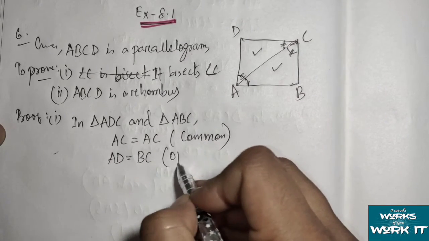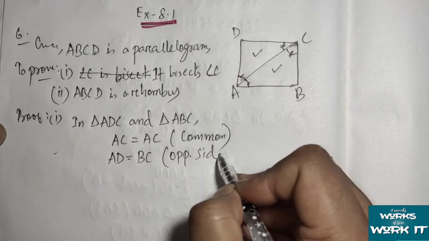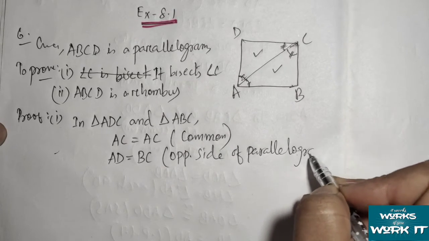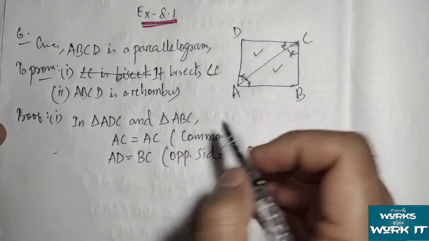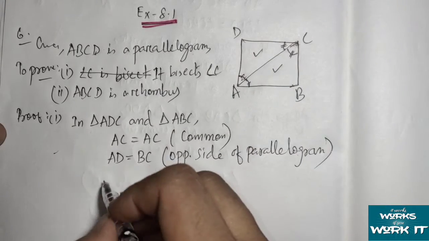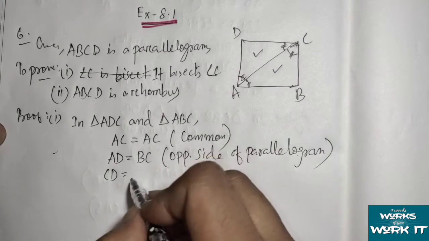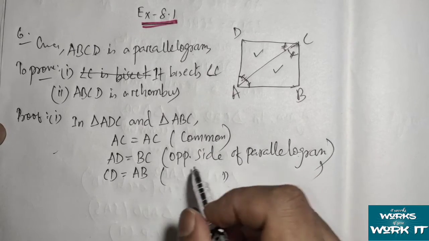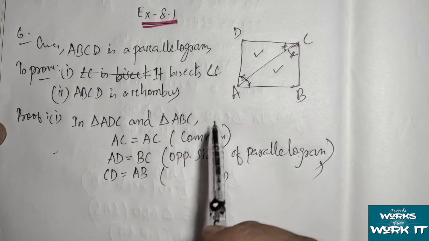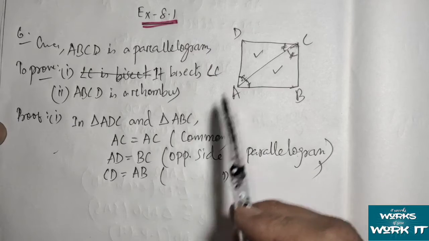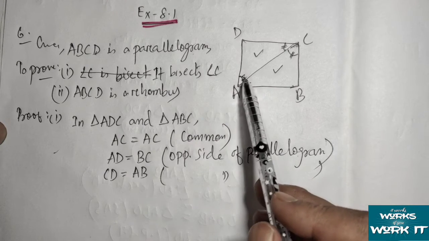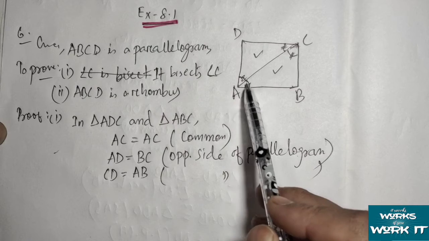Why can we write this one? Because they are the opposite sides of a parallelogram. Okay, and then CD will be equal to AB. Here also the same reason applies, opposite sides of a parallelogram. You can also take this angle instead of any one of the things we have written equal, this angle we can take equal.